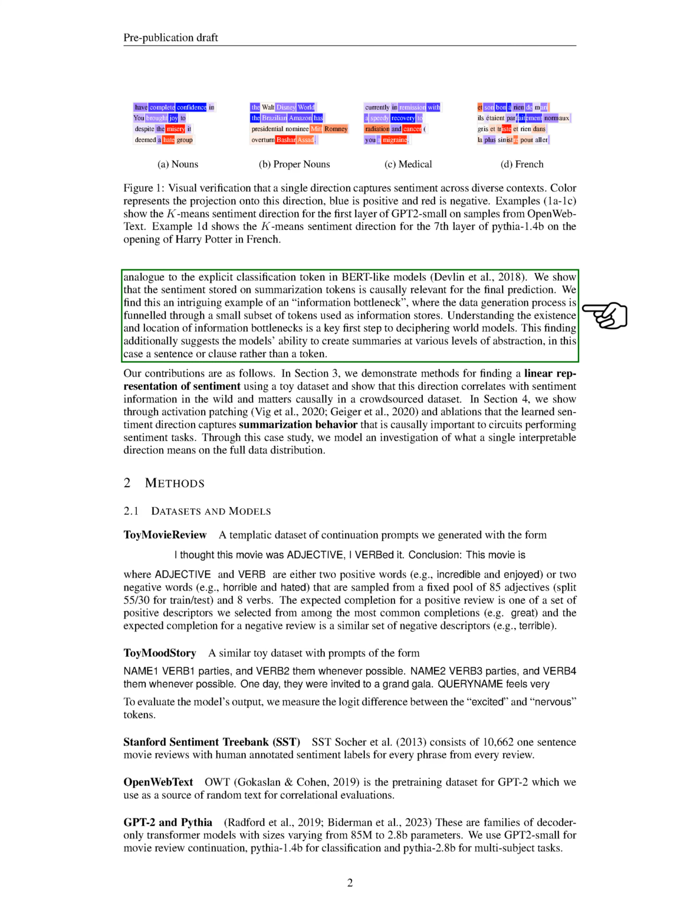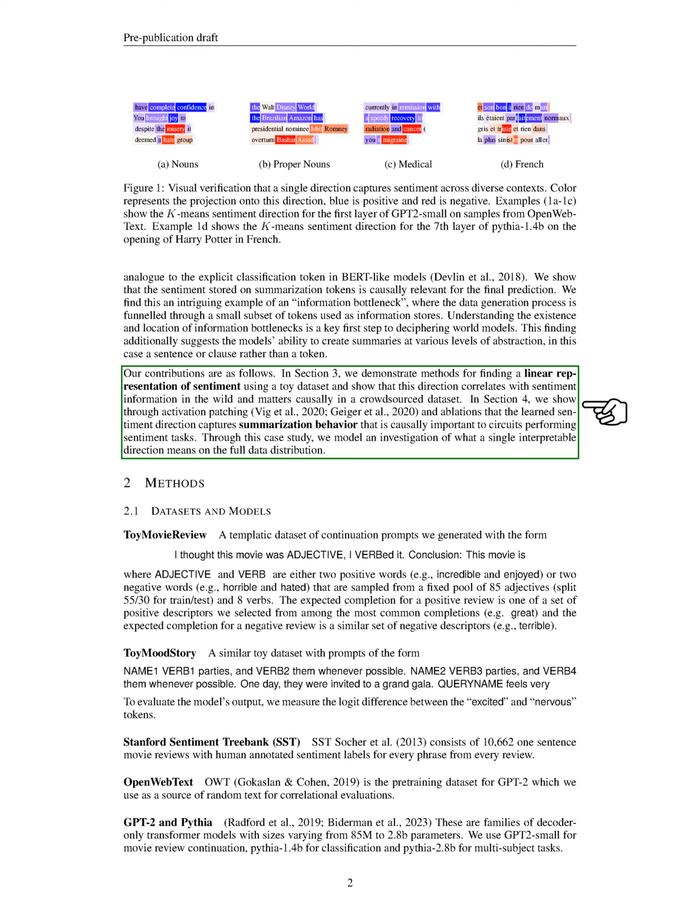We've found that the sentiment stored on summarization tokens is causally relevant for the final prediction. This is an interesting example of an information bottleneck, where the data generation process is funneled through a small subset of tokens used as information stores. Understanding the existence and location of information bottlenecks is a crucial first step to deciphering world models. This finding also suggests that the models can create summaries at various levels of abstraction, like a sentence or clause rather than a token. Our study is divided into sections.